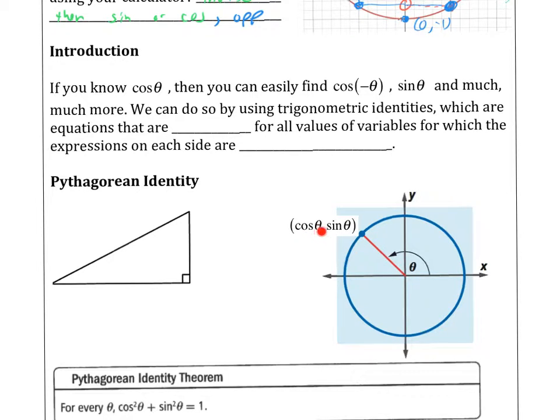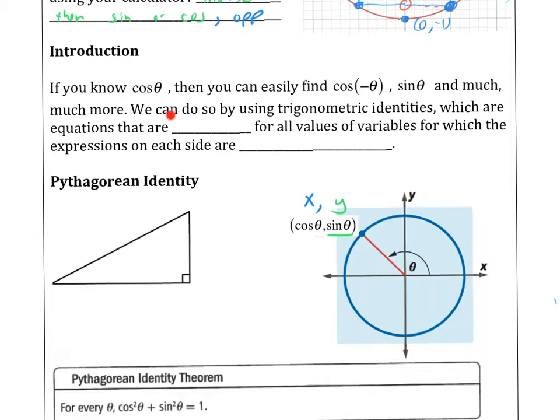Remember that the cosine is simply the x coordinate of the point on the unit circle, and the sine is just the y coordinate of that. So if you know the cosine of theta, then you can easily find the cosine of the opposite of theta. We could also find the sine of theta, and we can find much more, because everything is so interconnected that once we know one piece, all we have to do is play around a little bit to find the other stuff.